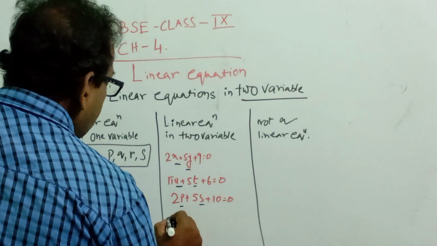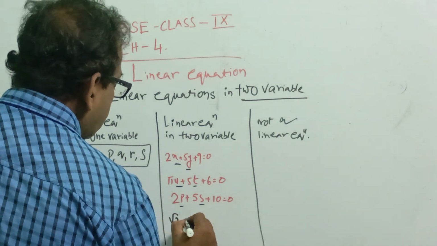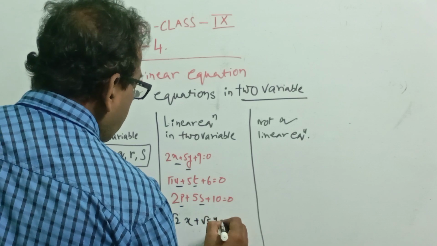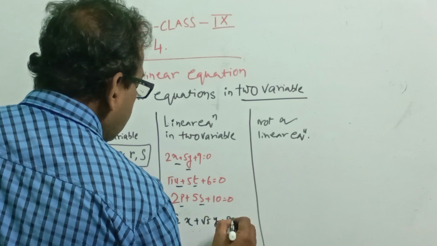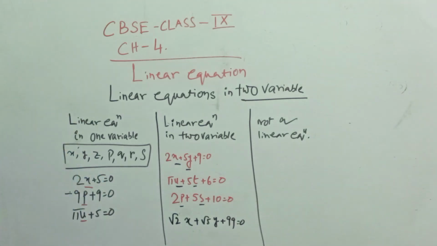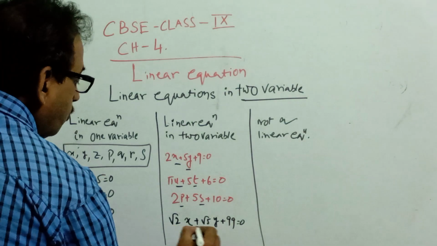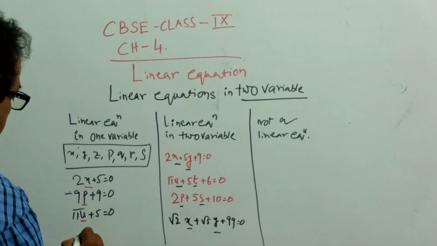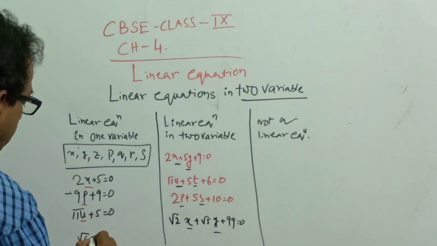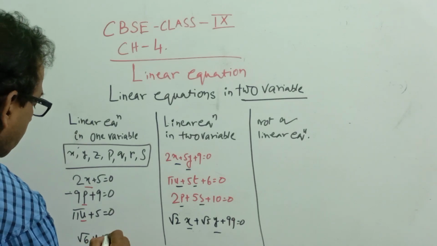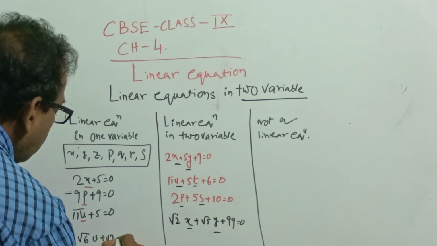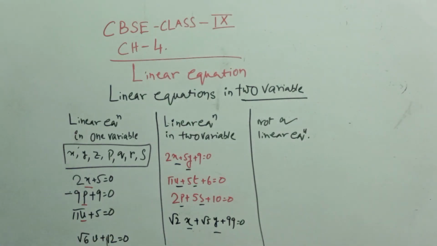Now the third thing is very important, which is not a linear equation. Now it may be minus root 2x plus root 5y plus 99 is equal to 0. Whatever may be that, these are the two variables. Over here you can write root 6u plus 12 is equal to 0.